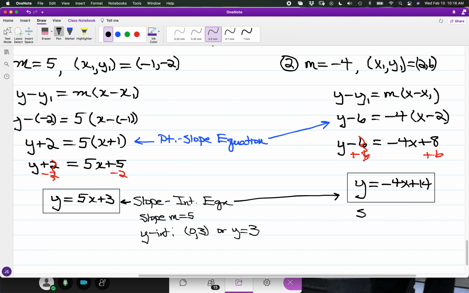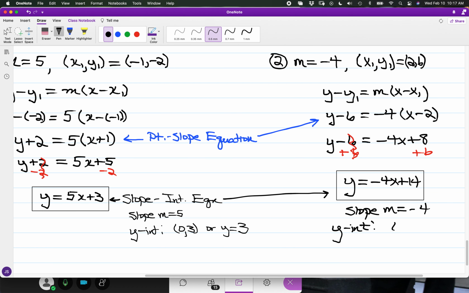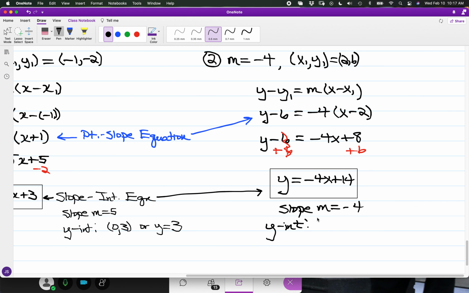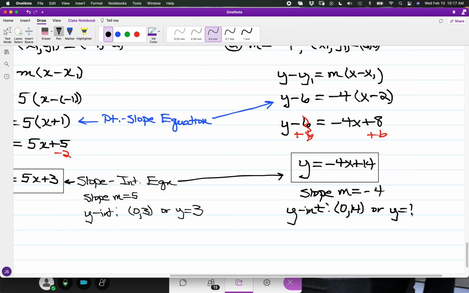And this time around, we're going to have that the slope is equal to negative 4, as already stated. And for the y-intercept, now your b value is going to be 14. In coordinate terms, now we're going to have (0, 14). Or putting it in equality terms, we have y is equal to 14.